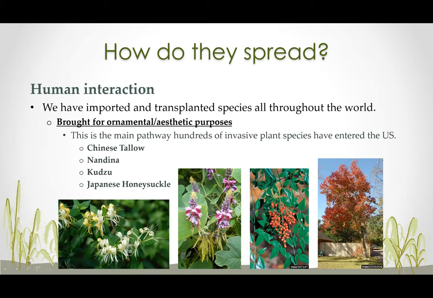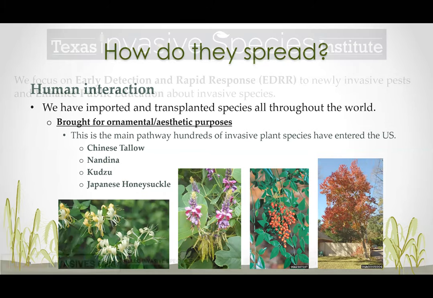The Chinese tallow in particular was brought over in the 1700s. Nandina, also known as heavenly bamboo, you easily could have this in your yard. I know my parents did. We've been working on removing that. You have kudzu, which is known to take over, growing quickly even up to a foot a day. And it was brought over for its beautiful flowers. And then Japanese honeysuckle, which is known for its very fragrant flowers. So we have introduced these species in several ways for many different purposes. And now we have to try and manage and counteract what we've been doing.